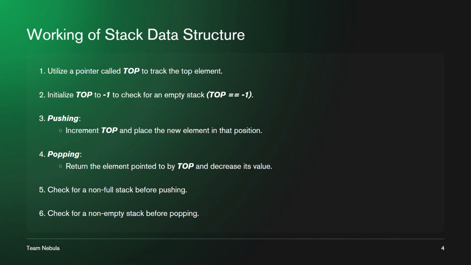Working of stack data structure. We use a pointer called top to keep track of the top element in the stack. During the stack's initialization, we set its value to -1, which allows us to check if the stack is empty by comparing top equals to -1. When we push an element, we increment the value of top and place the new element in the position pointed to by top. When we pop an element, we return the element pointed to by top and decrease its value.